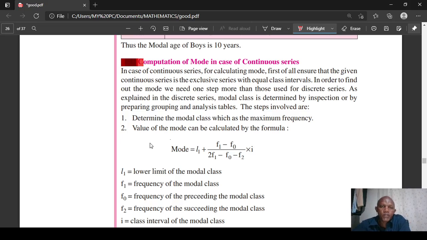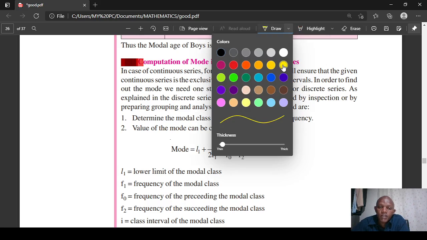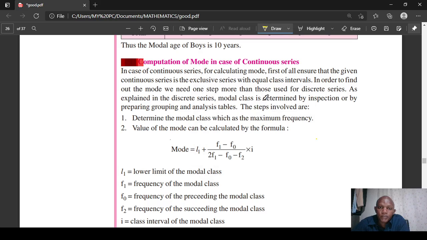Yes, welcome to lesson 2 of the computation of the mode. And this time we want to look at the computation of a mode for a continuous series. Now I'm sure by now you know the difference between continuous series and discrete data. I think by now we should be able to get those clear differences. Now for a continuous series, what we need to understand is the fact that there is a formula for getting the mode of a continuous series.